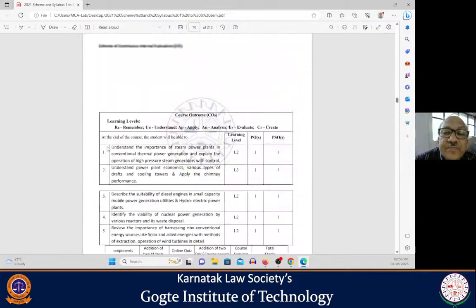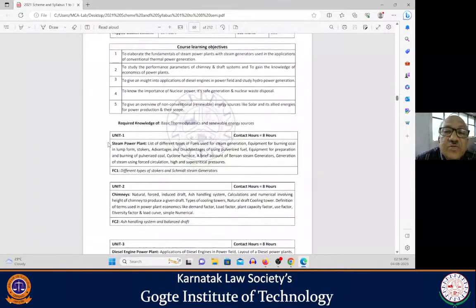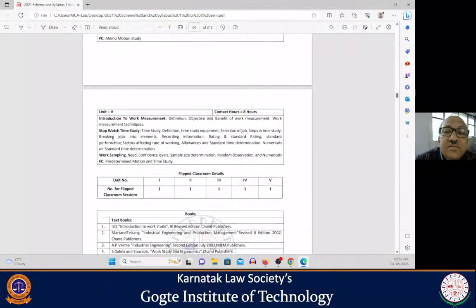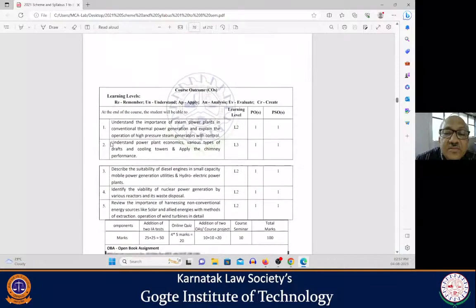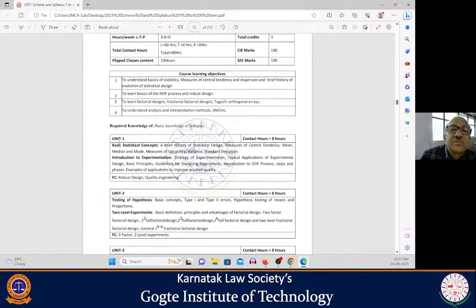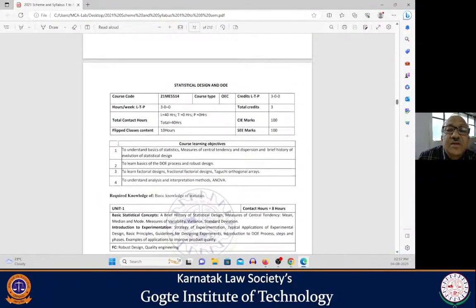syllabus for the subject design of experiments mainly, and yeah, statistical design and DOE.